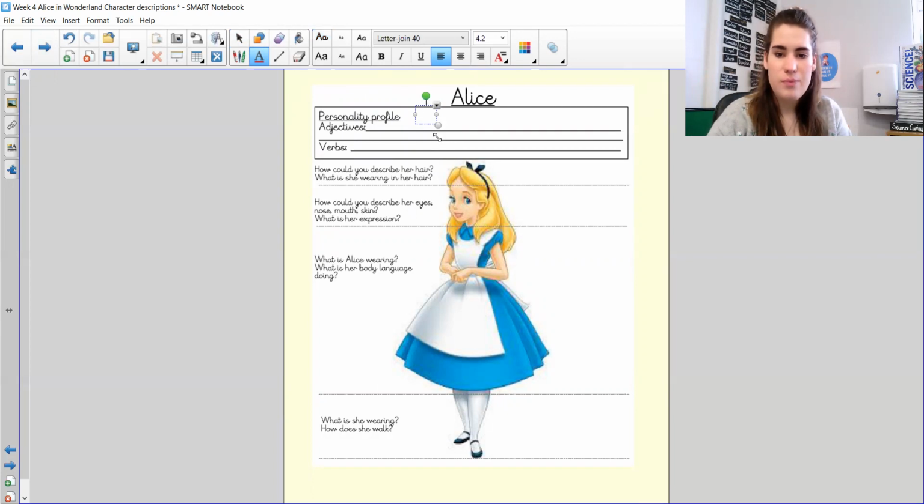Okay, so thinking about the personality profile of Alice, I'm thinking about what adjectives I want to describe her personality. So I might say she's quite intelligent. I might say that she is curious. We know she's very curious. Quite respectful of the animals. What else could I use? Maybe I could use an even better word than brave. I like that one, lion-hearted. Okay, she's not scared of anything.